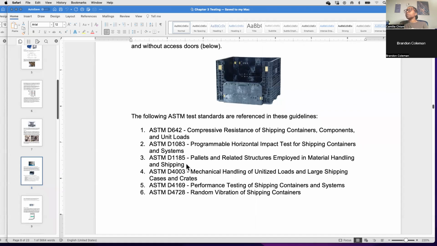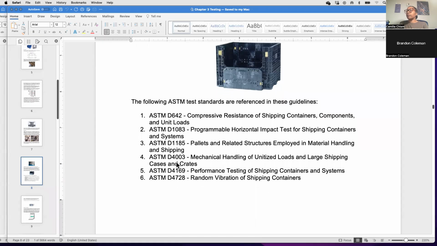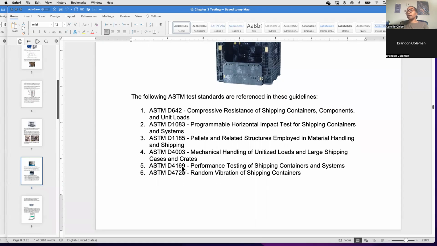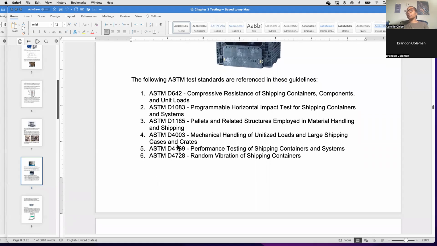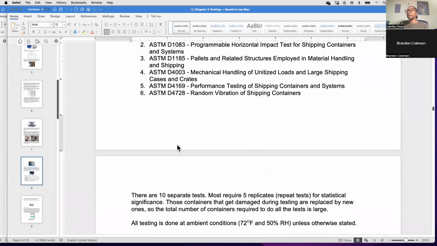Okay, so these are the references. We went over some of them yesterday. We went over D4169 specifically. But you can Google these and look them up if you just want to see what they look like.